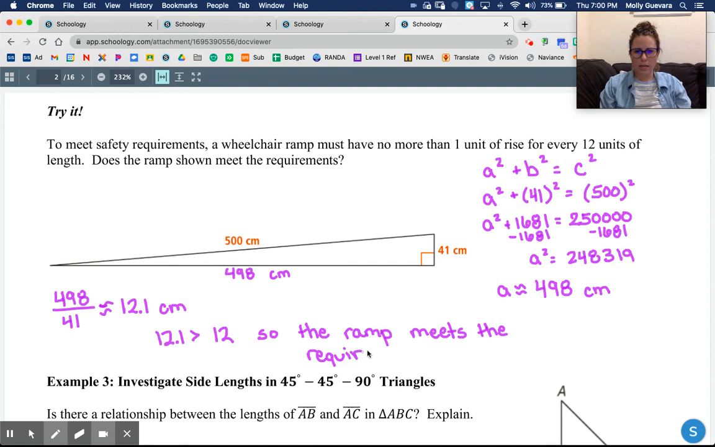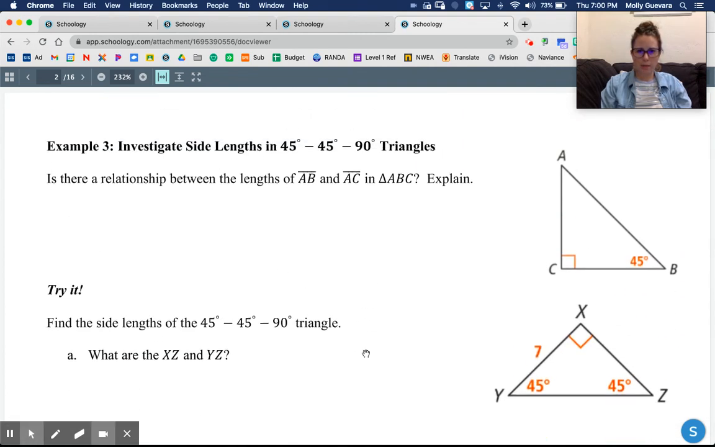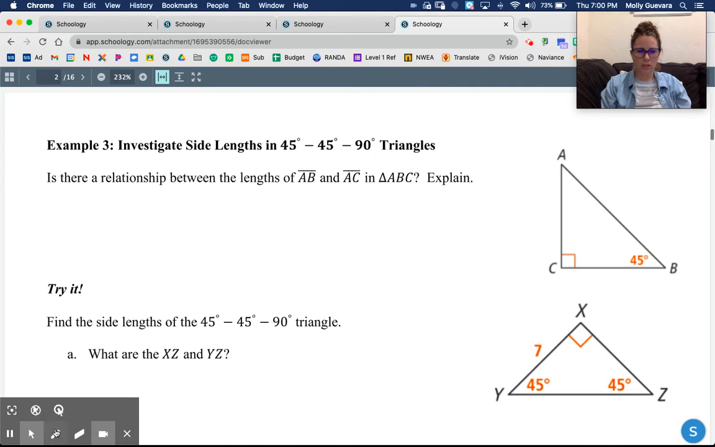So what we're looking at here is that whenever we have some sort of word problem, we usually want some sort of sentence answer. So 12.1 is greater than 12, therefore the ramp meets the necessary requirements. Okay, moving on, we're actually going to skip example 3 and just go straight to the try it.